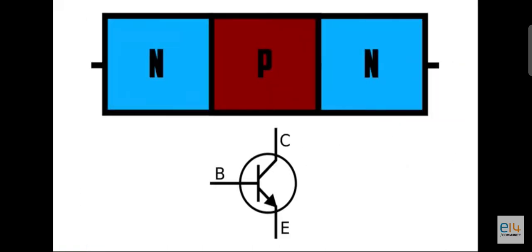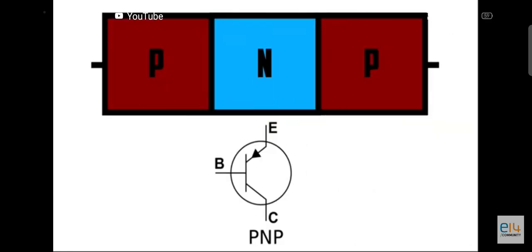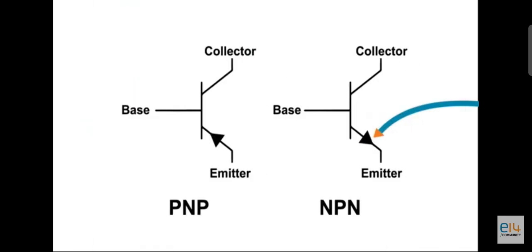A PNP transistor is similar, except it has two P-type layers on either side of one N-type layer. On the PNP transistor symbol, the arrow on the emitter still points towards the N-type layer, which in this case is in the middle. So the NPN transistor symbol has an arrow on the emitter pointing out, while the PNP transistor symbol has an arrow on the emitter pointing in.